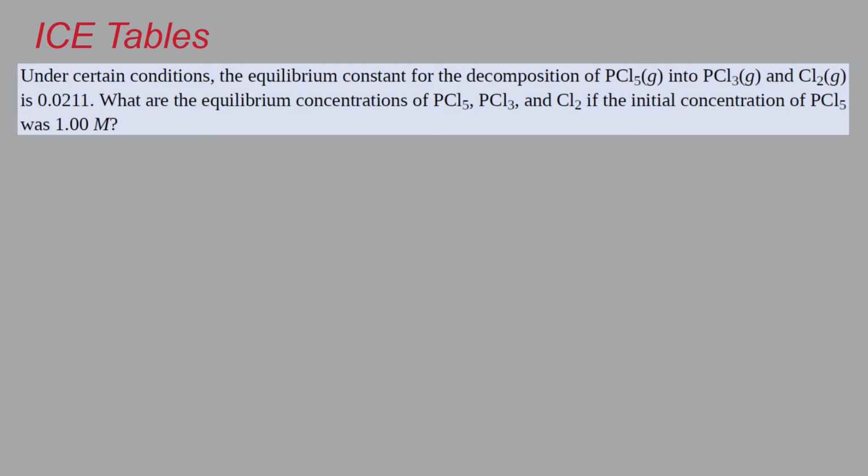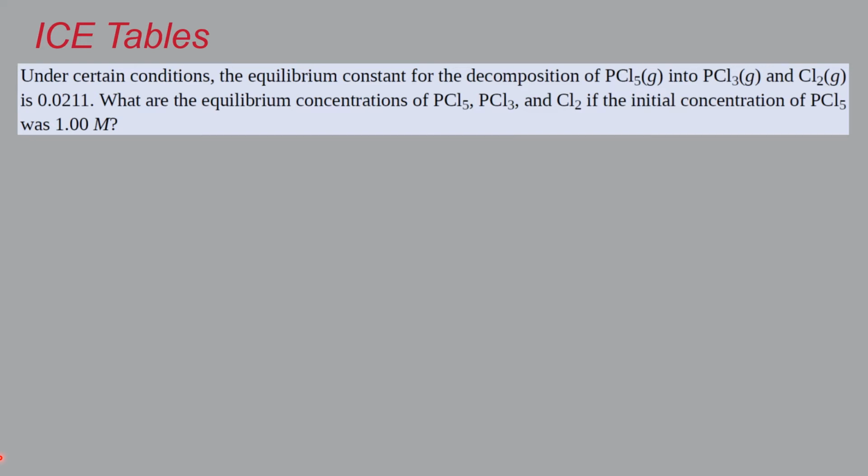So take a second and read this problem, and just think about what's different from the examples we've done so far. And that is that you were not given any equilibrium concentrations. So not even the stoichiometry is going to help you. All you're given is the equilibrium constant and the initial concentration of one reactant. So how do we do that?